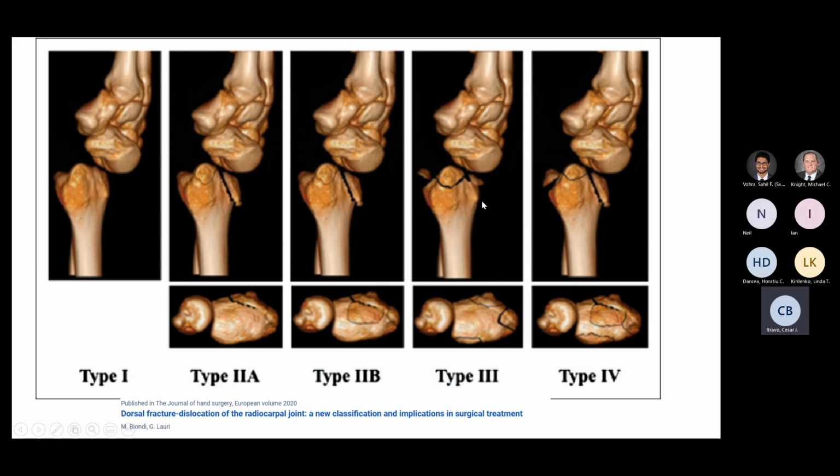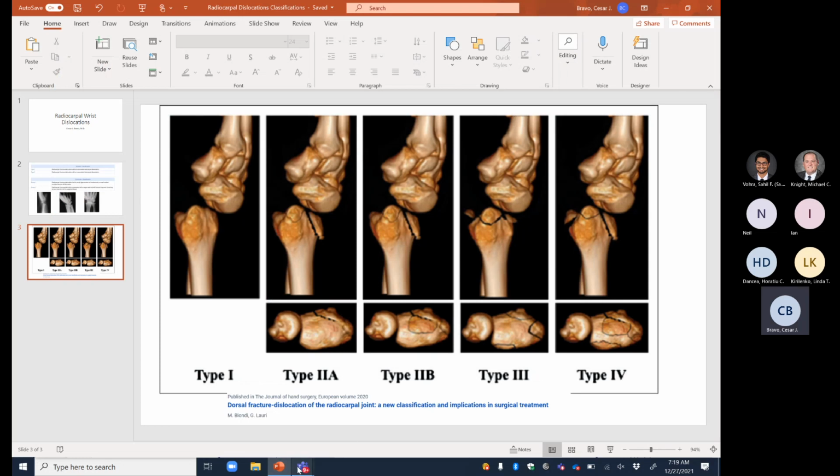So this is just something to think about when you see these radiocarpal dislocations, that sometimes it's not only the radial column going ulnarly, but also volar and dorsal shear segments. Hopefully that's helpful. I can stop sharing.